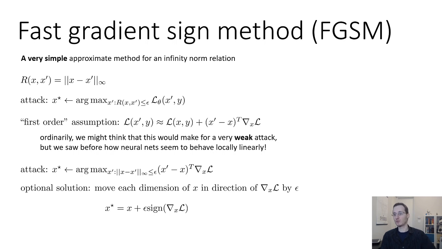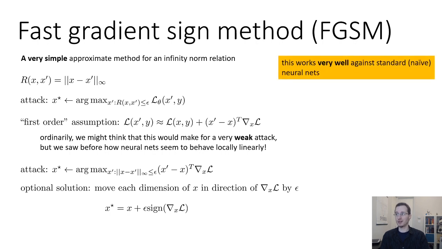That can be expressed as an equation where x star is x plus epsilon times the sign of the gradient of L with respect to x. And that's why this is called the fast gradient sign method. We take the gradient of L with respect to x, we take its sign, and then we move very fast by an amount epsilon in that direction. It's fast because it's very fast to compute. It's essentially the cost of one gradient step.